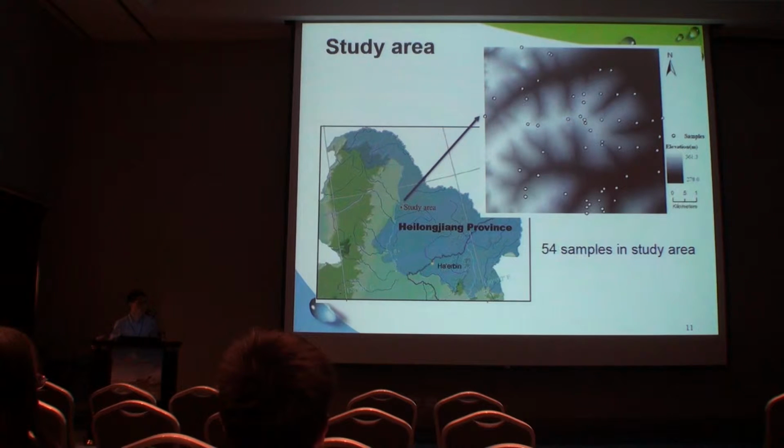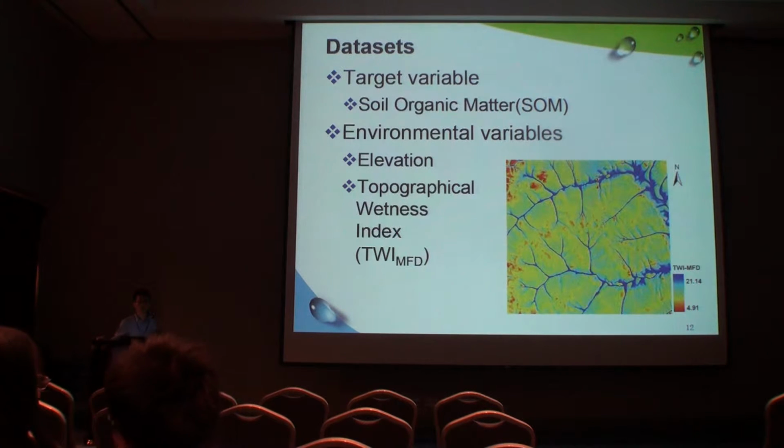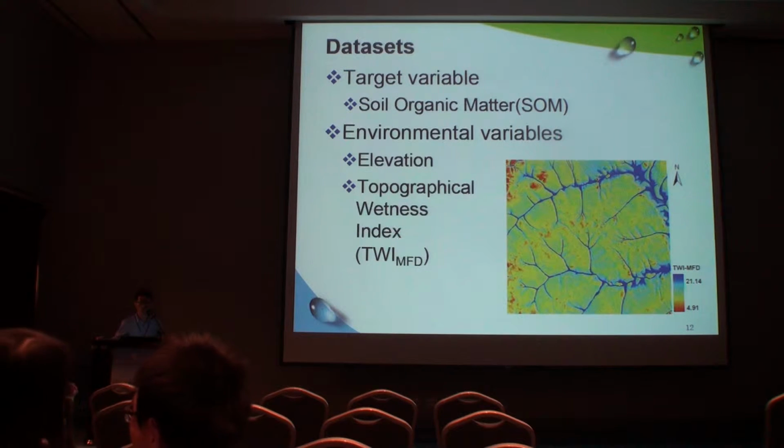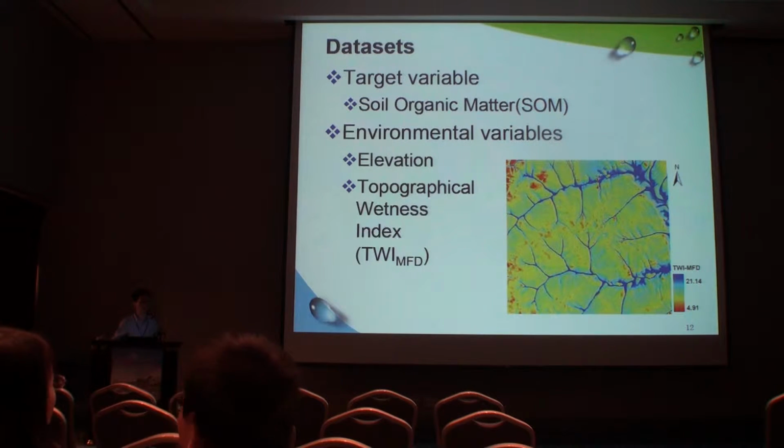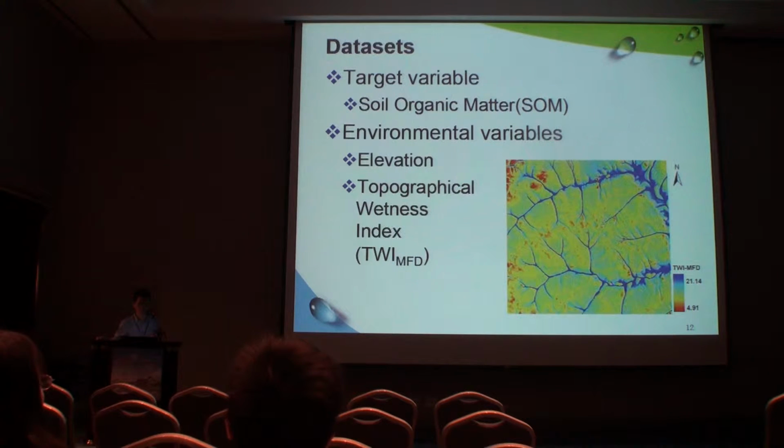To assess this method, we performed a study in an area located in northeast China, and we took 54 samples in this area to predict the spatial distribution of soil organic matter. The environmental variables we used in this research included elevation and topographic wetness index, because these two are the most important topographic factors which impact the spatial distribution of soil organic matter.